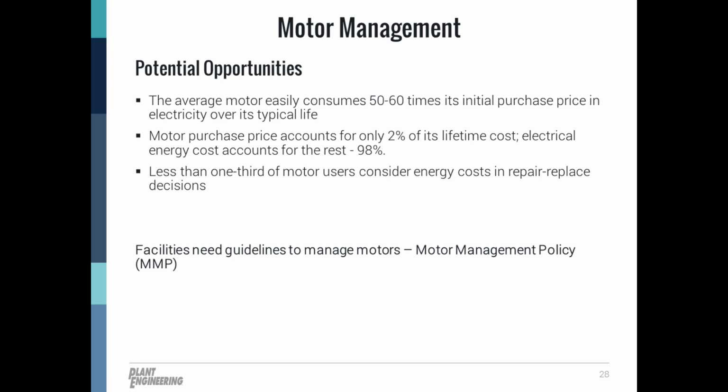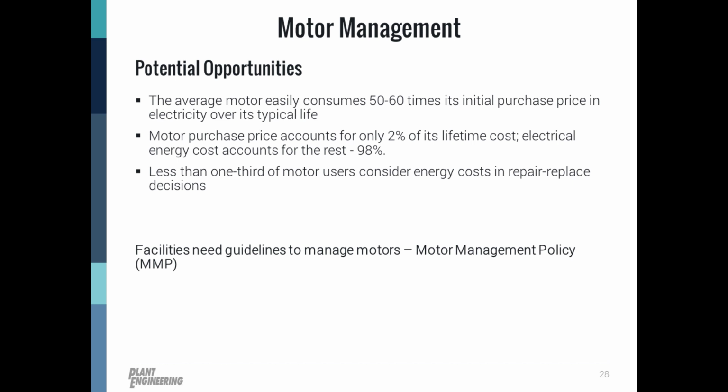So hopefully, by the end of the presentation, we've got about 20 or so minutes left, plus we got some time for questions at the end. So maybe about 15 minutes worth of material. Hopefully by the end of the presentation, you'll be considering energy costs in your purchase decisions, not just that sticker price when you go to your distributor and say, hey, I need a new motor.